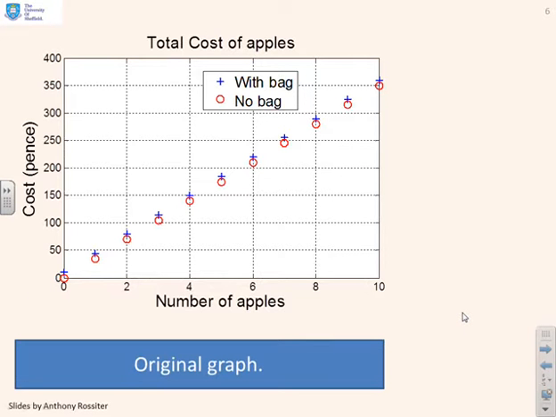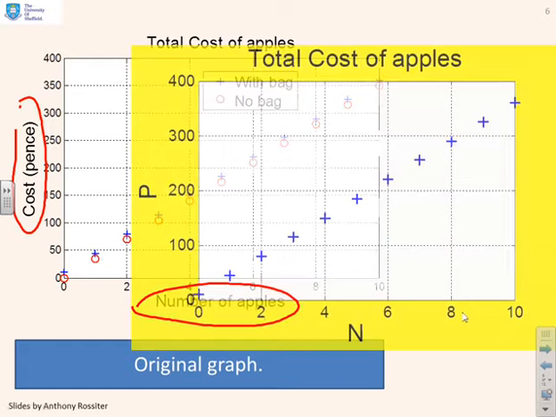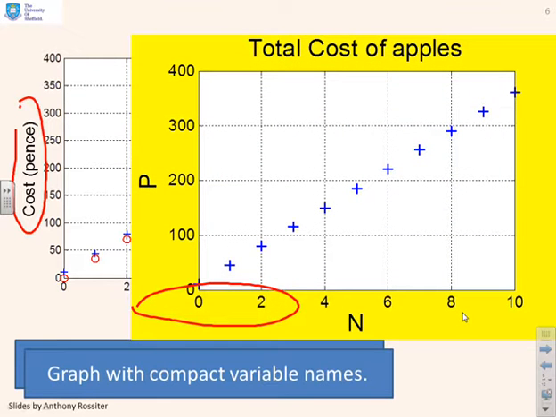Now, here was the original graph. And you'll see in the original graph, we had a number of apples down here. We had cost in pence up here. So what change are we going to make? Very simple change. If you look at this graph here, you'll see now we've got n written down on the horizontal axis and p written on the vertical axis. Of course, if you want to, when you're plotting a graph, you can actually write what n represents and what p represents.